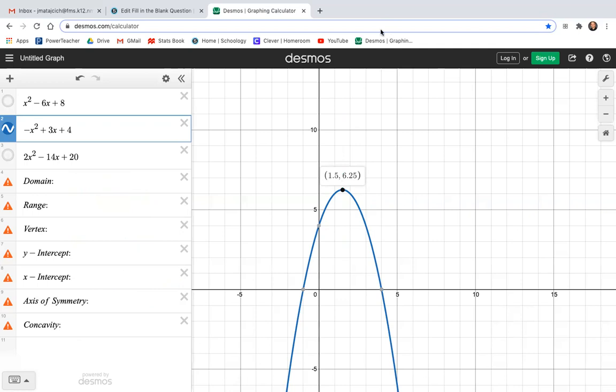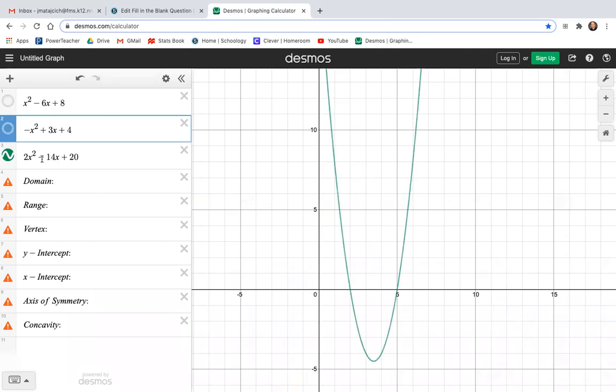I have one more for you. Let me get rid of all this. Plot this thing. So we got 2x squared minus 14x plus 20, another quadratic function. I would definitely encourage you to pause this video and try to work through these all by yourselves and then see how I did it. So anyhow, let me go through it. Try to go a little quicker this time.